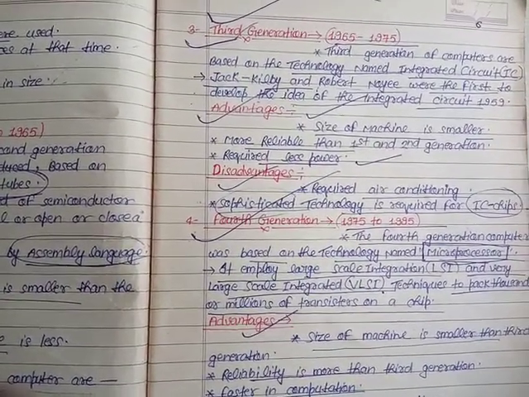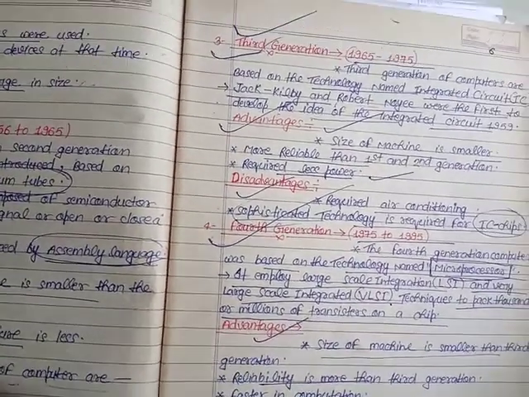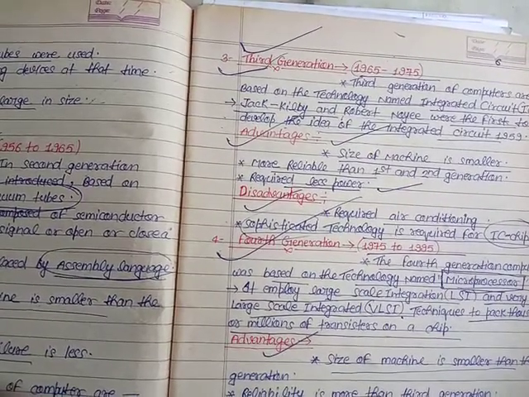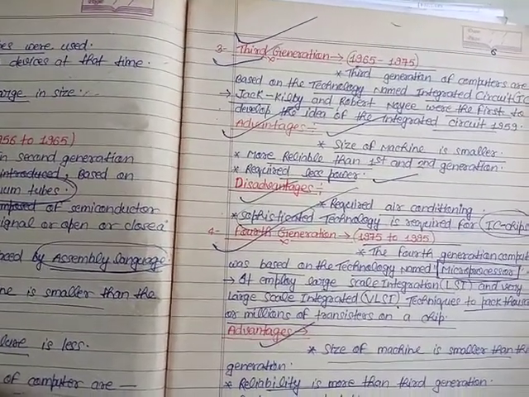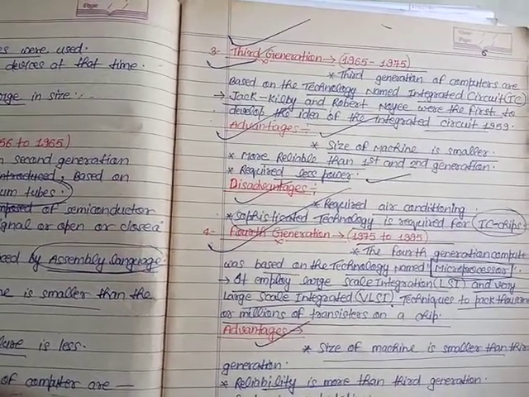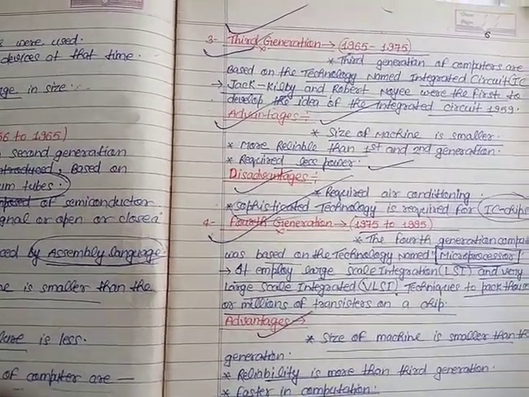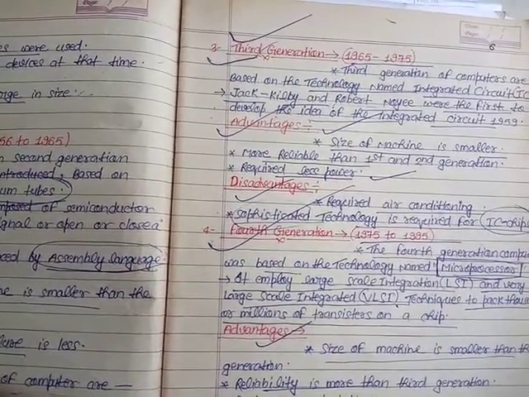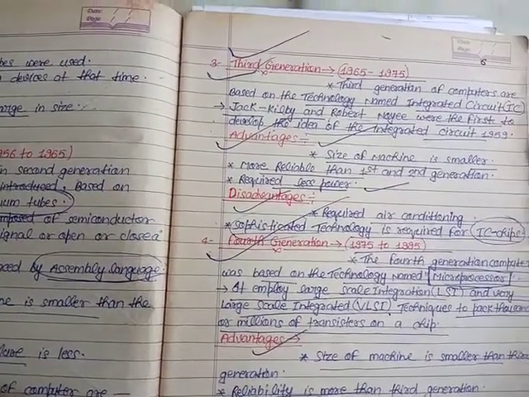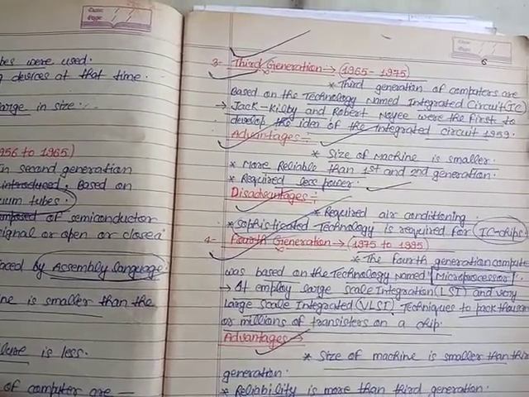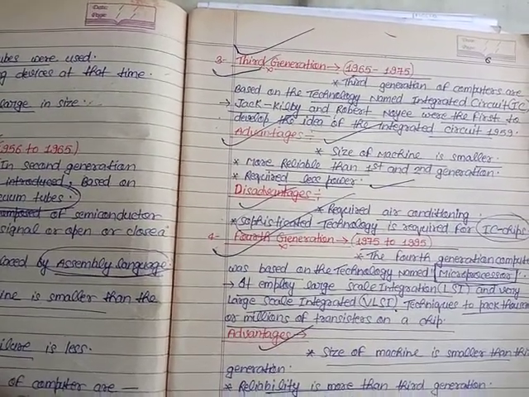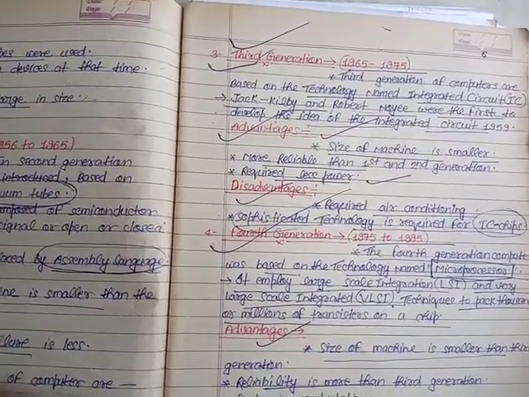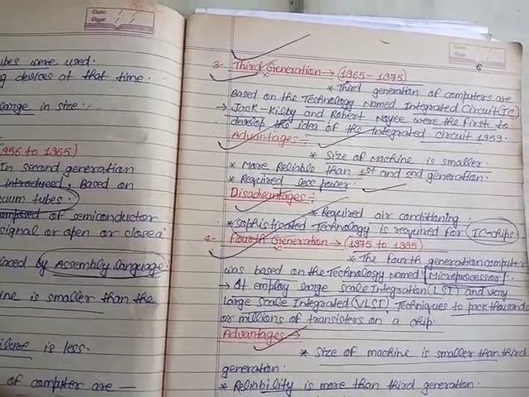Jack Kilby and Robert Noyce were the first to develop the idea of integrated circuit in 1959, which is known as IC. Advantages: third generation of computer has specific advantages, such as small size, as computers are small compared to first and second generation. More reliable than previous generations, and require less power compared to previous generations.